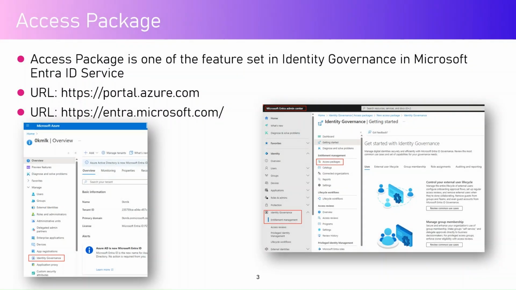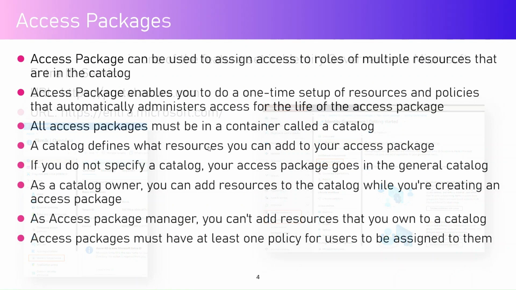To start with, access package, as I mentioned, is a feature of Microsoft Azure. It's one of the Azure services in identity governance. You can access it through portal.azure.com and entra.microsoft.com. Now, what is an access package? Access packages can be used to assign access to roles of multiple resources that are in the catalog. So you need to have a catalog in place. Access package enables you to do a one-time setup of resources and policies, and you can reuse that package for multiple instances.